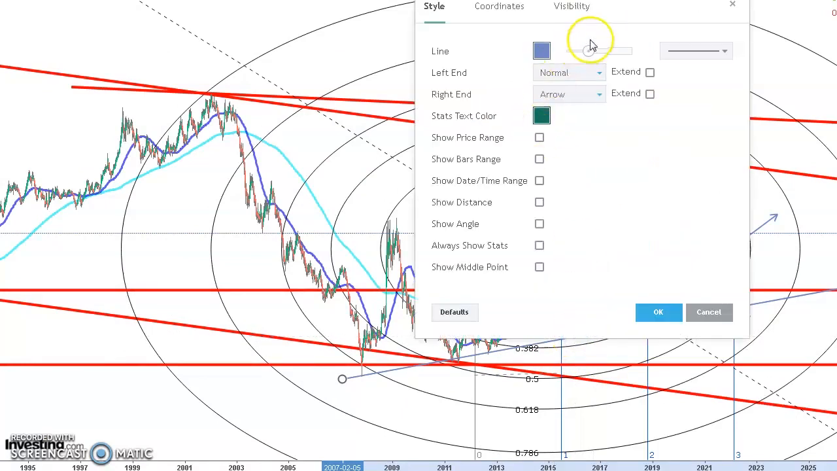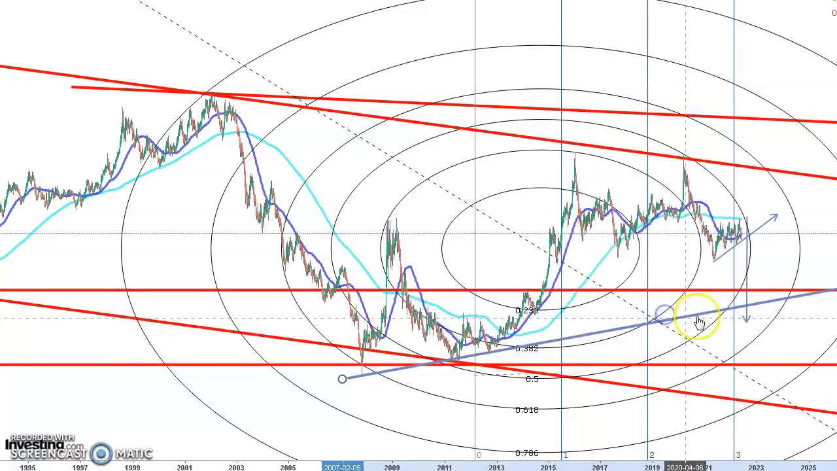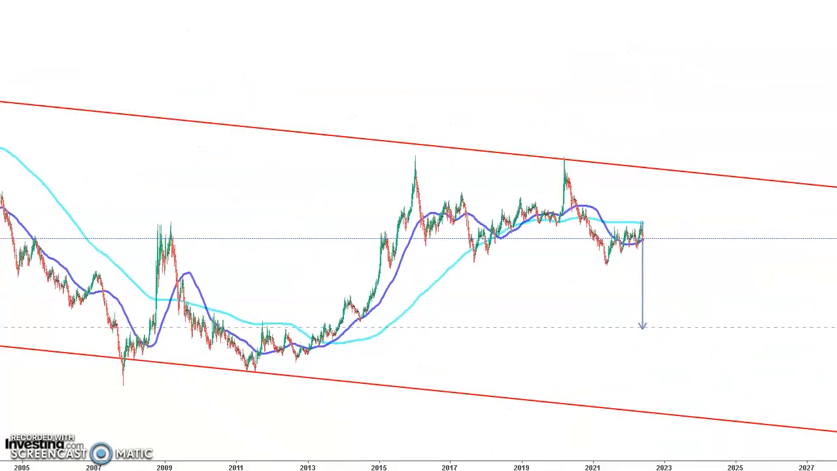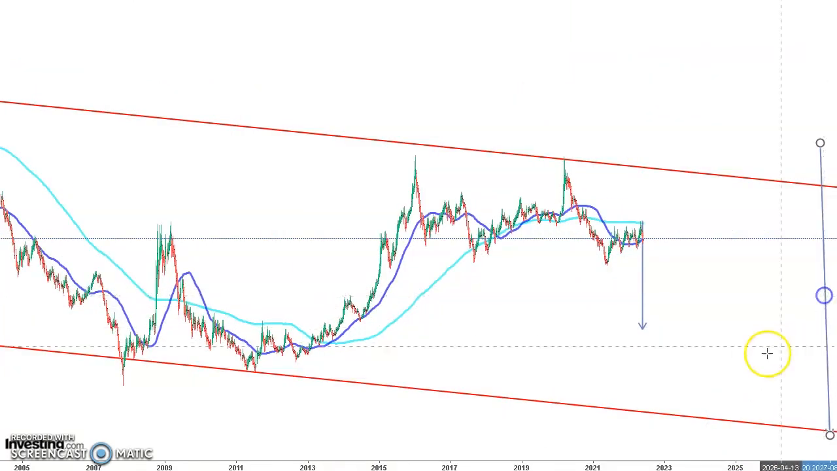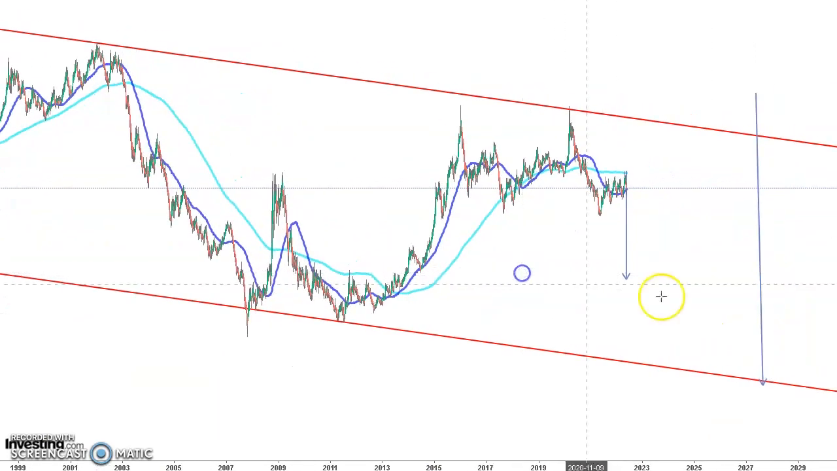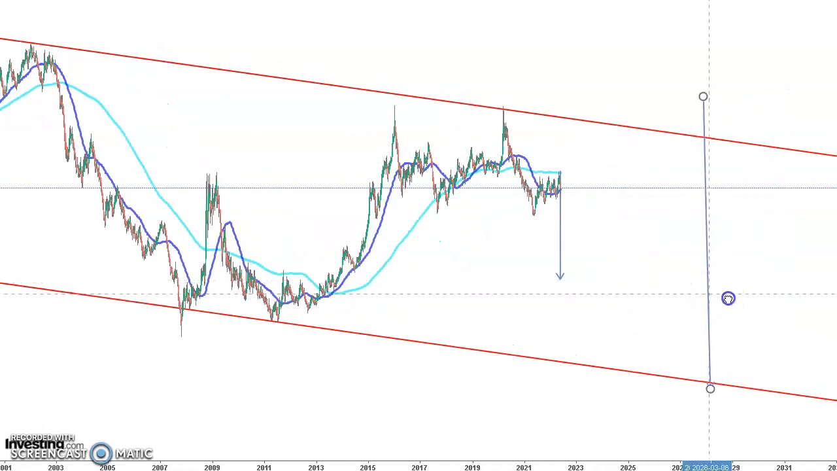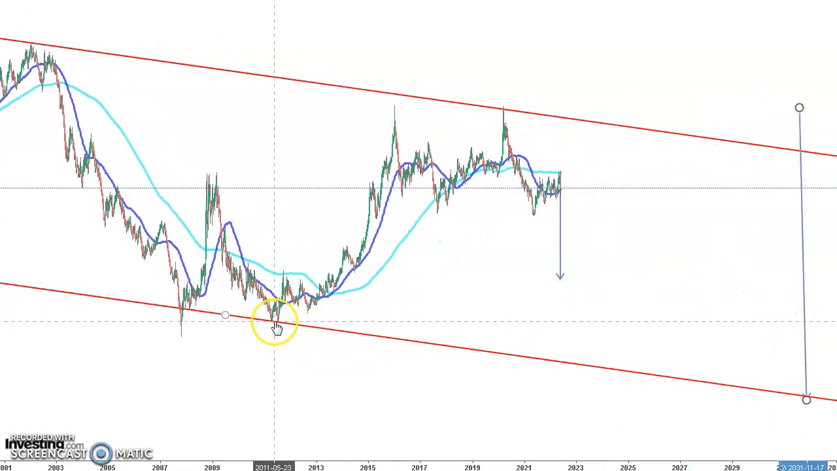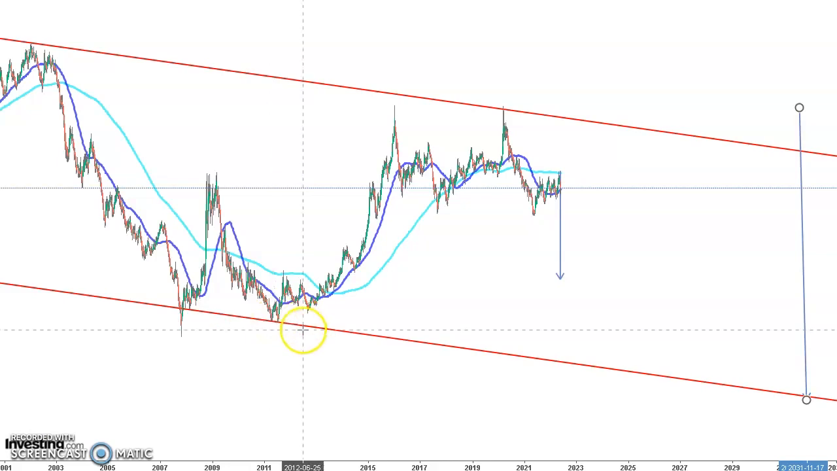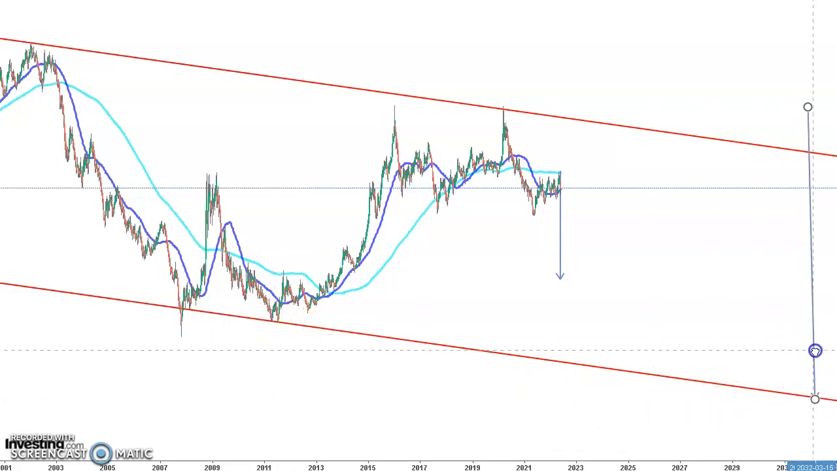And I'm just going to accentuate that just a little bit. Okay. Very likely going to encounter this trend line here, and then it'll jerk around in here for a bit, maybe come up, maybe retest this level. But ultimately, we're all looking at this decline to testing the 94 cents.